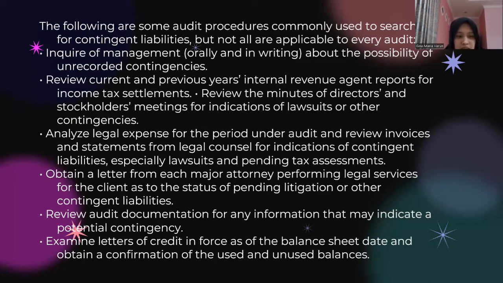Next, obtain a letter from each major attorney performing legal services for the client as to the status of pending litigation or other contingent liabilities. Next is review audit documentation for any information that may indicate a potential contingency, and then examine the letters of credit in the files or balance sheet and obtain confirmation of the used and unused balances.